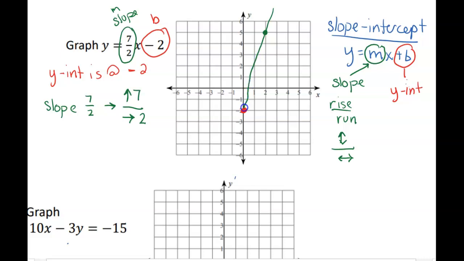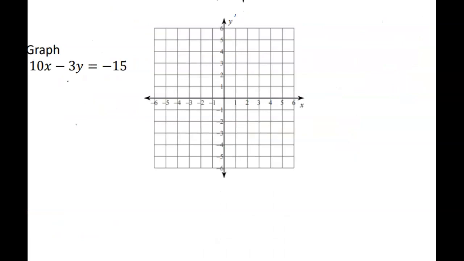And once again, pardon me, this is the best I can do. It's going to look something like that. Please make sure your line is a little straighter and a little more accurate than mine. All right, let's look at this. Now, this is in standard form, which is not nearly as helpful.